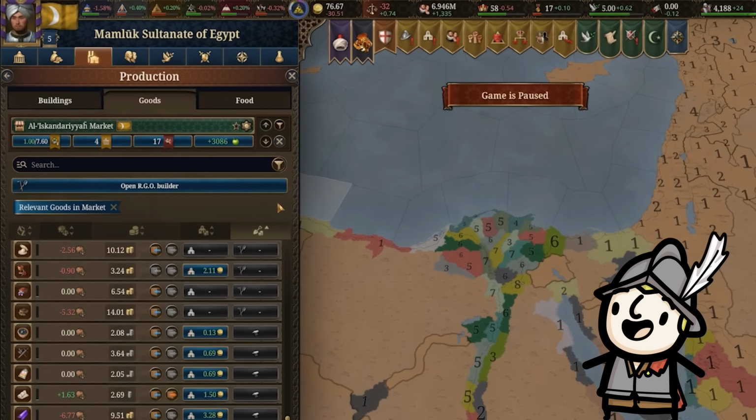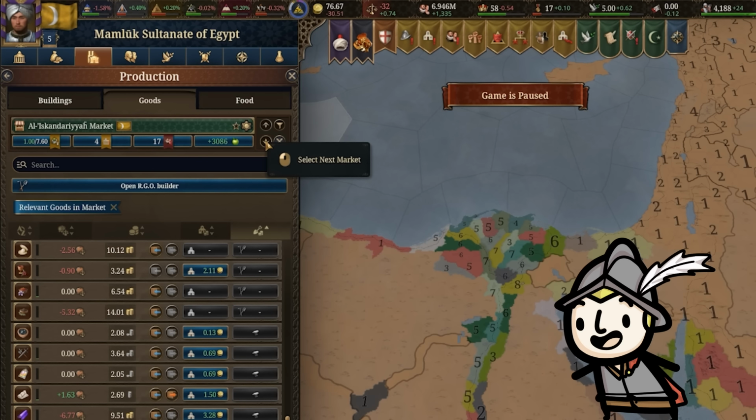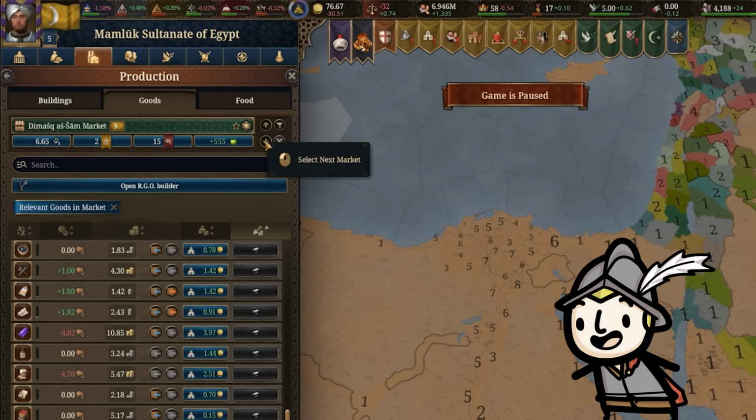And again, remember, we're looking at a single market here, and if you're playing a small nation, you will probably be contained into a single market. But if you're playing a large nation, there's a good chance you'll have multiple markets to choose from.